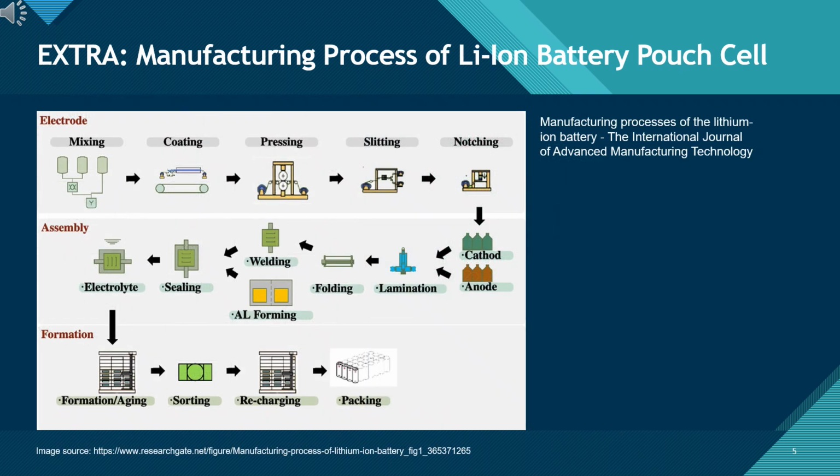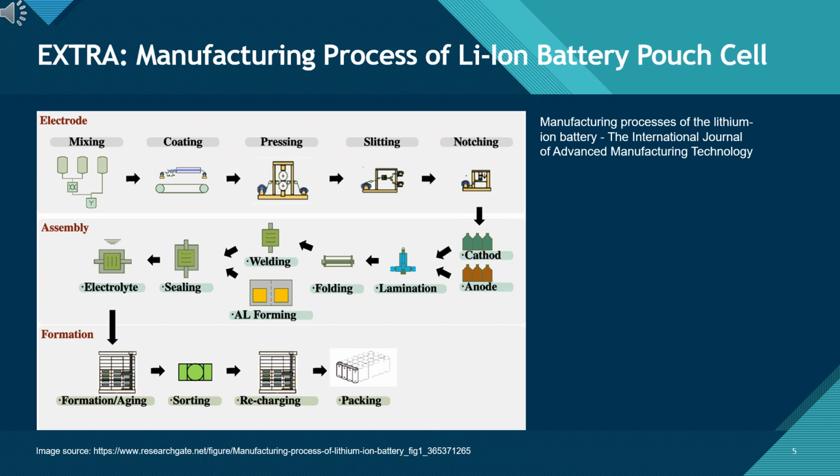This image illustrates the manufacturing process of lithium-ion batteries, which can be broadly categorized into three main stages. Electrode manufacturing. This initial stage involves preparing the anode and cathode electrodes, including steps such as mixing materials, coating them onto foils, pressing, slitting, and notching.